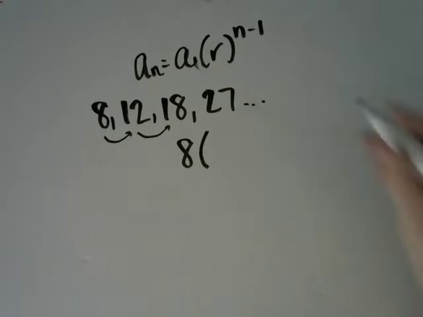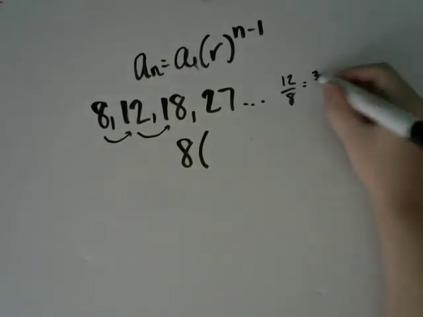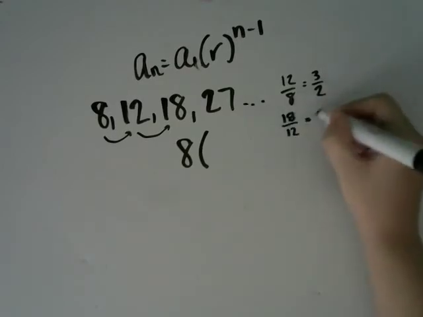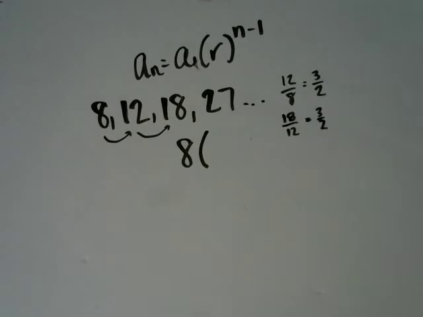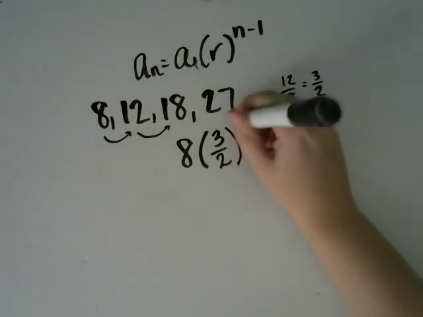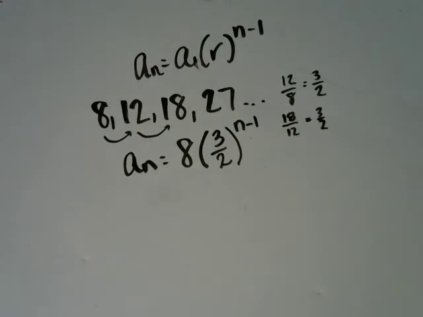But if you create the ratio of terms, 12 divided by 8 is 3/2. 18 divided by 12 is 3/2. And 27 divided by 18 is also 3/2. So the common ratio is 3/2. This is the equation for the nth term of the sequence.